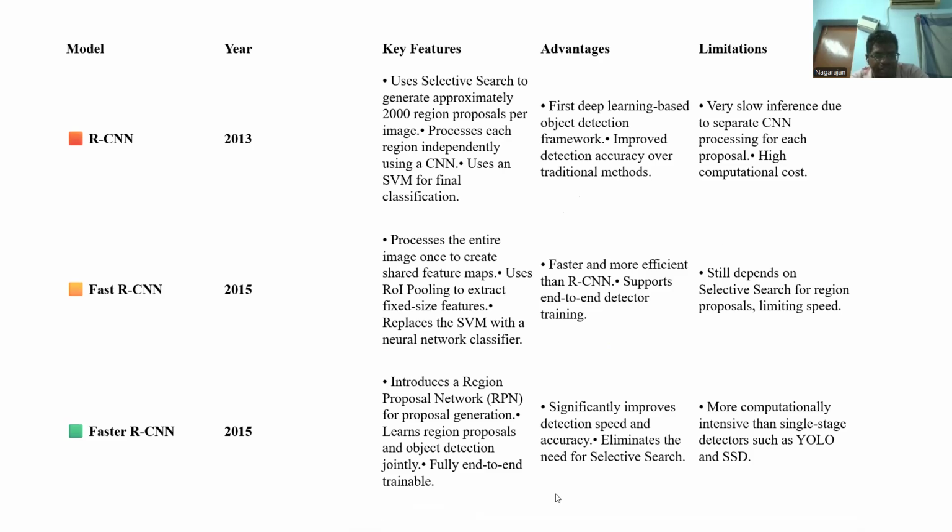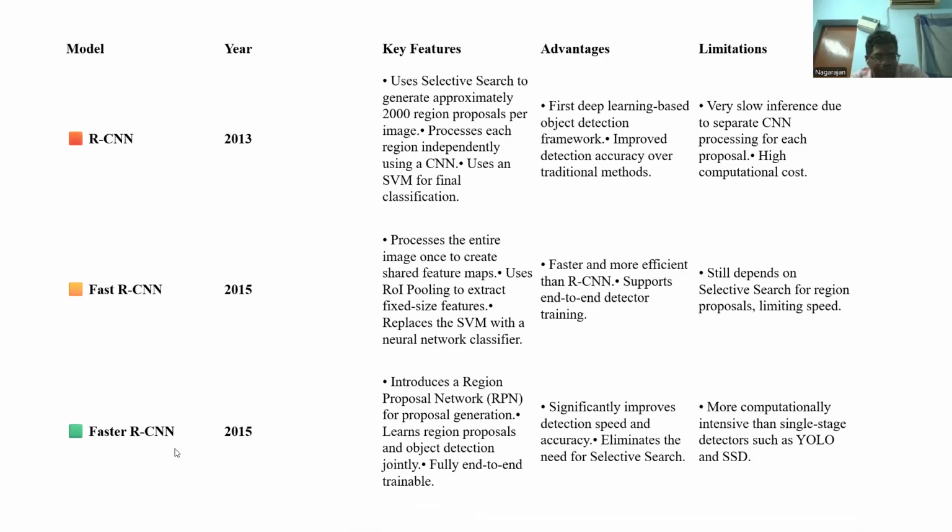Then Fast RCNN was developed after RCNN in the year 2015. It processes the entire image once to create a shared feature map and uses the ROI pooling concept also. It is faster and more efficient, but the drawback is that it still depends on selective search for region proposals, limiting speed. For your entire network or custom data, you can design something, but Fast RCNN gives slower performance.